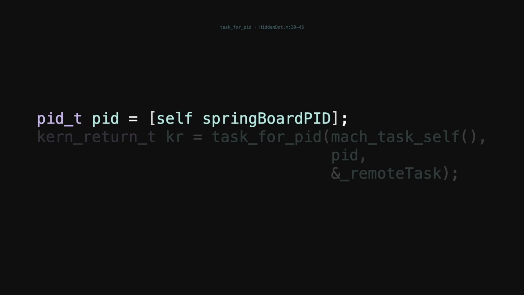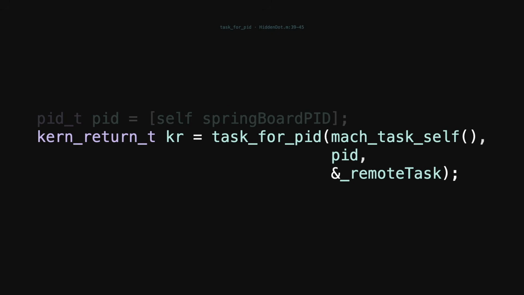With the PID in hand, we call task_for_pid to get a Mach port into SpringBoard's address space. This is the call that gives us full control over another process.